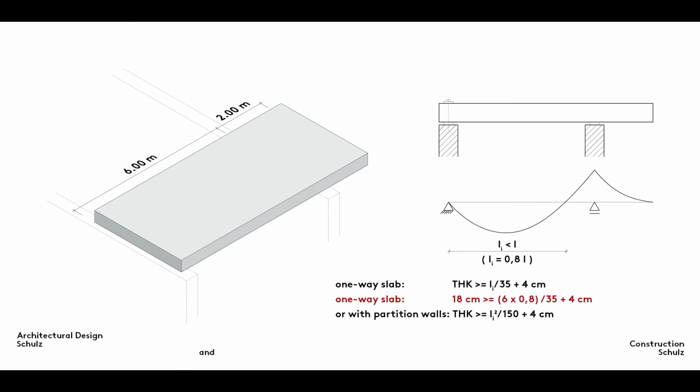6 times 0.8 equals 4.8 meters. 480 divided by 35 plus 4 equals 18 centimeters. If it had to bear the weight of partition walls, it would be 20 centimeters thick. 4.8 times 4.8 divided by 150 plus 4 equals 20.